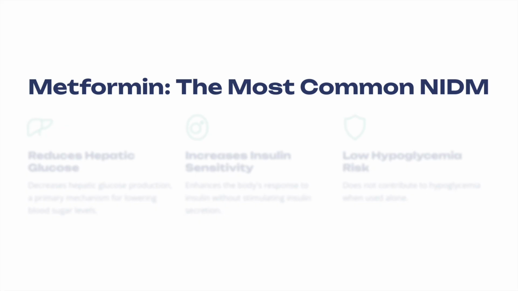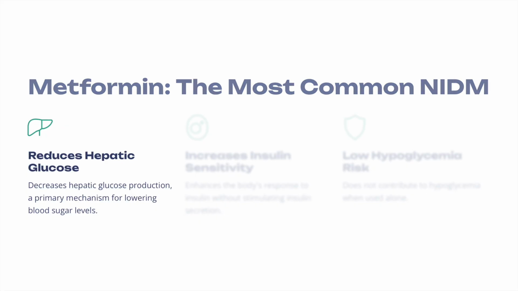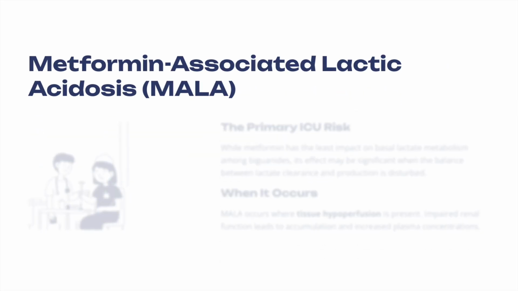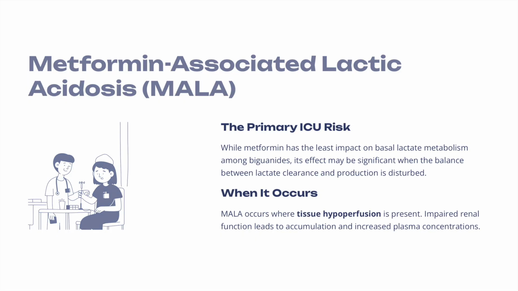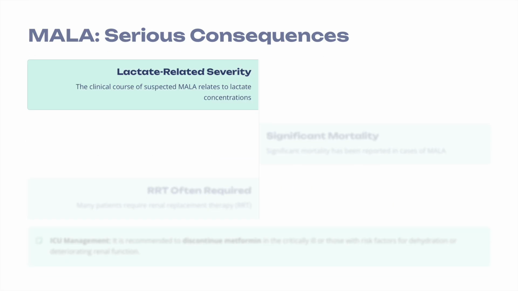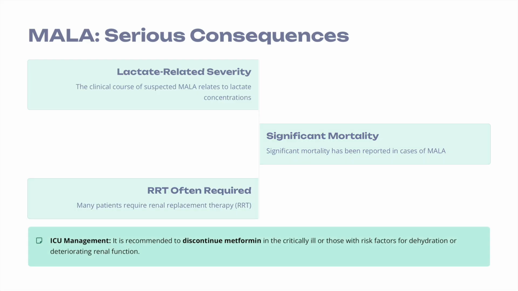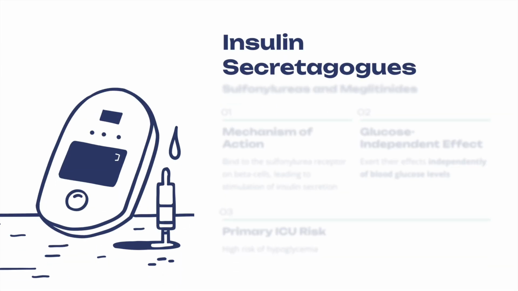Metformin is the most common drug that is used. It reduces hepatic glucose production, increases insulin sensitivity and has a low risk of hypoglycemia. But it does cause what is called lactic acidosis. The primary risk factor again is critical illness, where you have shock and renal impairment. All this can cause lactic acidosis. The clinical course of suspected metformin-associated lactic acidosis relates to the lactate concentration, which carries very significant mortality as well as renal replacement therapy requirement. So in the ICU, it is better to discontinue it if your patient has shock or chances of renal failure.